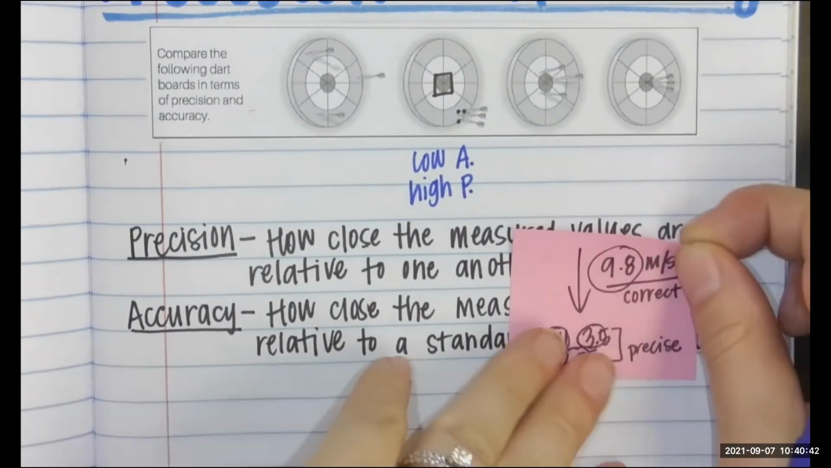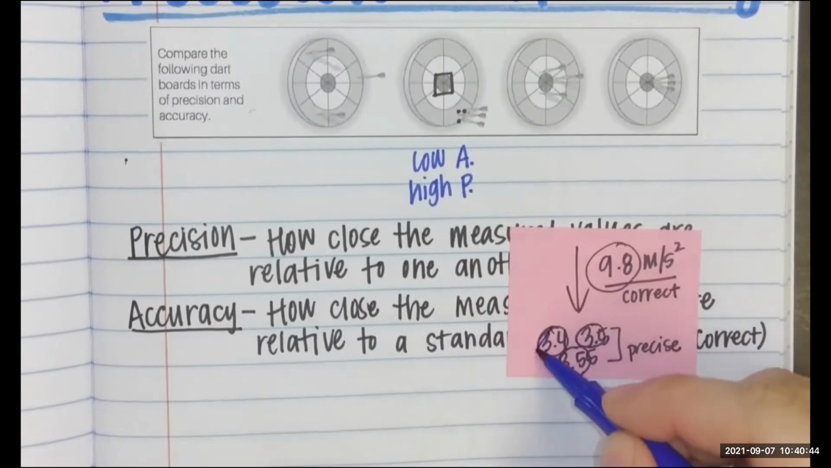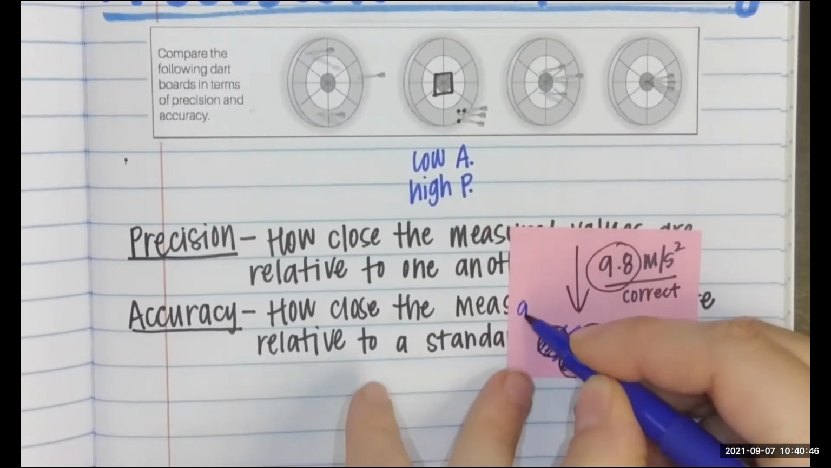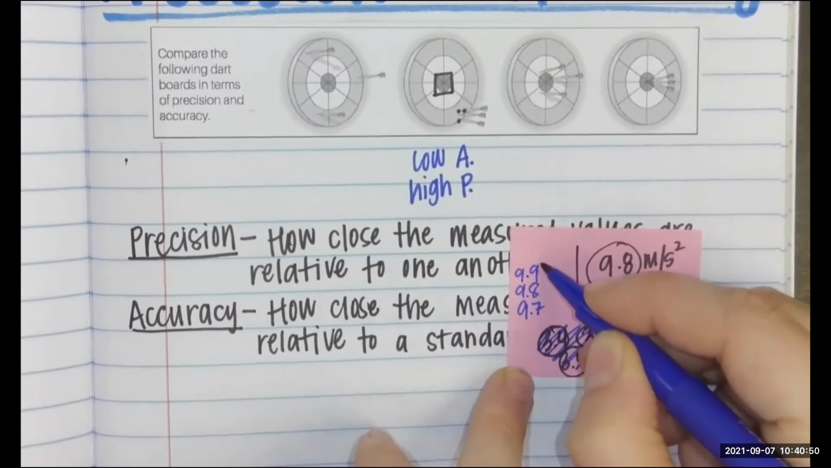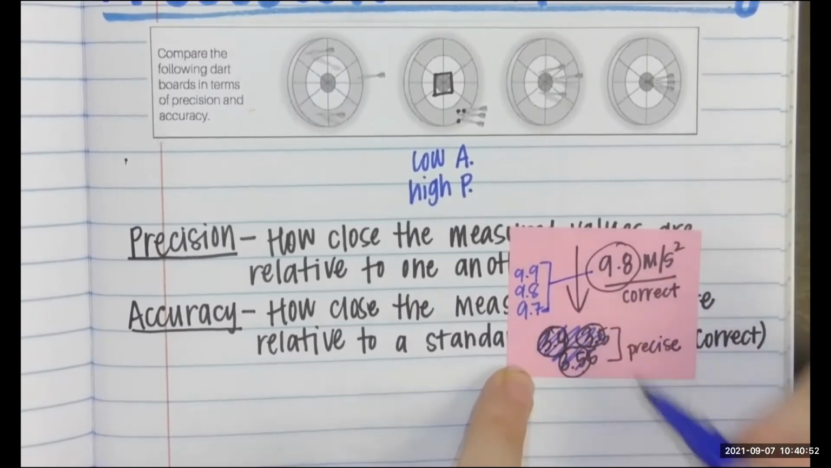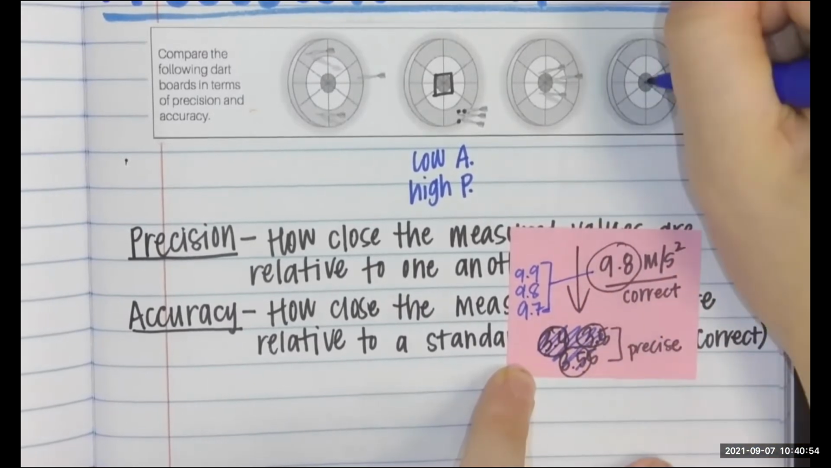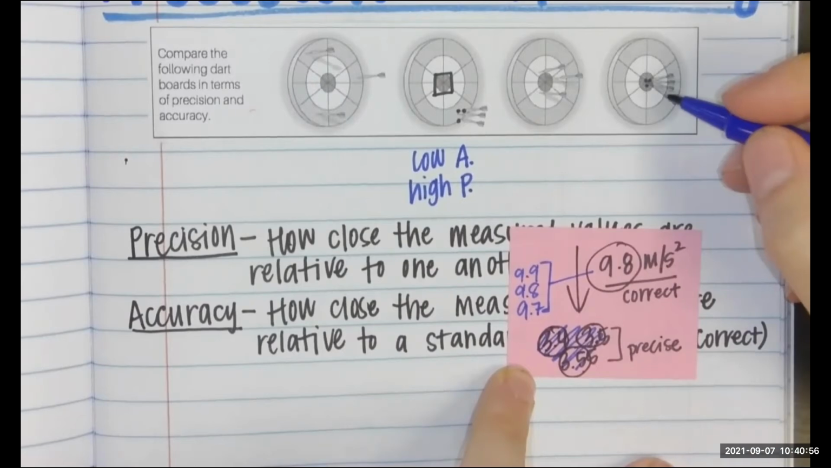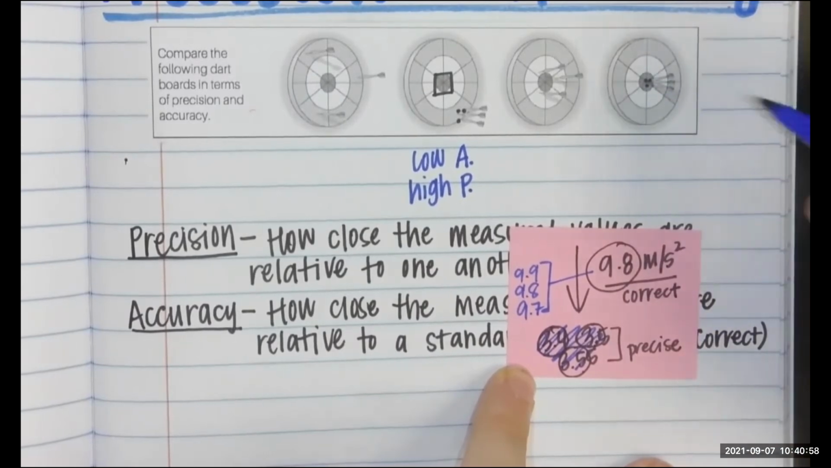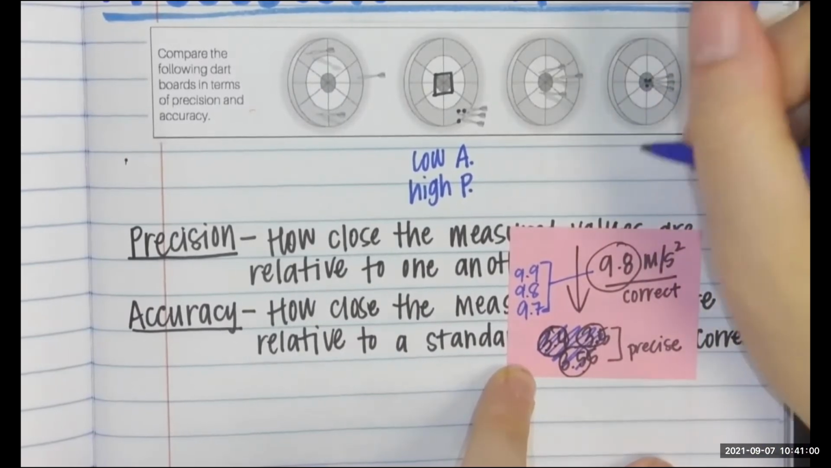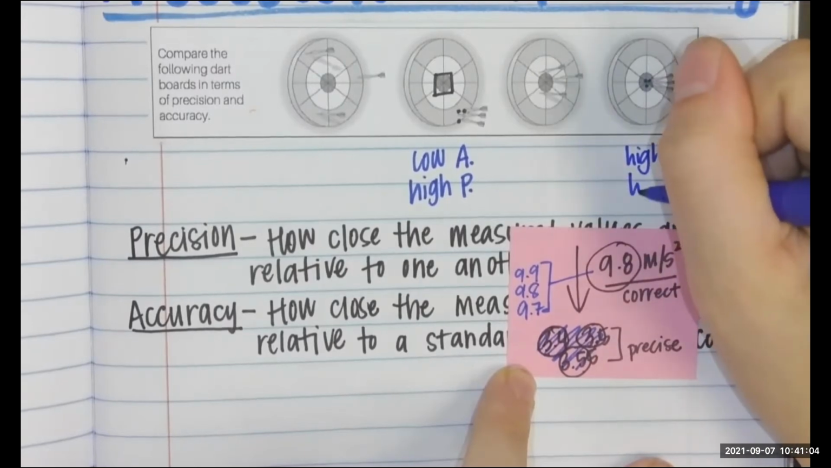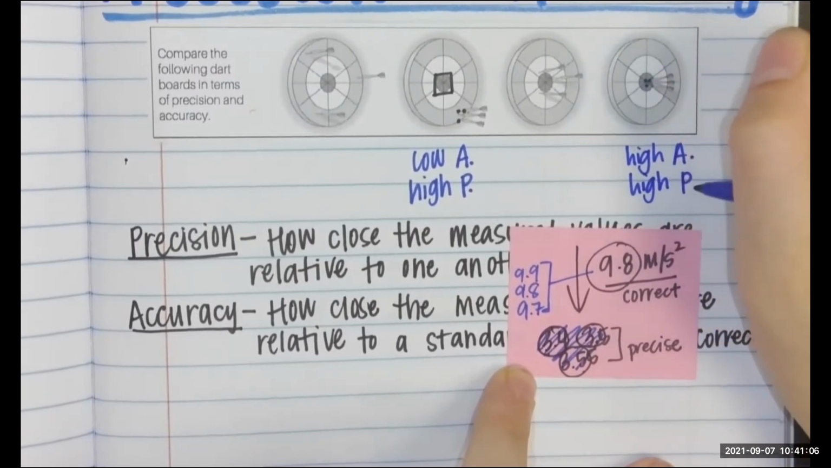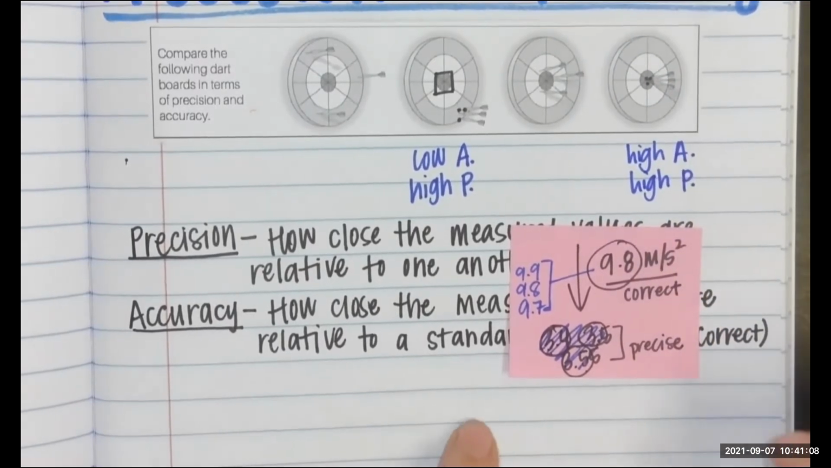Now, if gravity was supposed to be 9.8 and I was getting 9.7, 9.8, 9.9, real close together and correct, that would be this right here. Boom, boom, boom. All three close together and on point. So I could say this has high accuracy and high levels of precision.